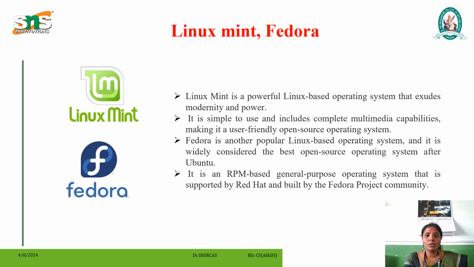Next one is Fedora. Fedora is another popular Linux-based operating system, and it is widely considered the best open source operating system after Ubuntu. It is an RPM-based general purpose operating system that is supported by Red Hat and built by the Fedora project community.